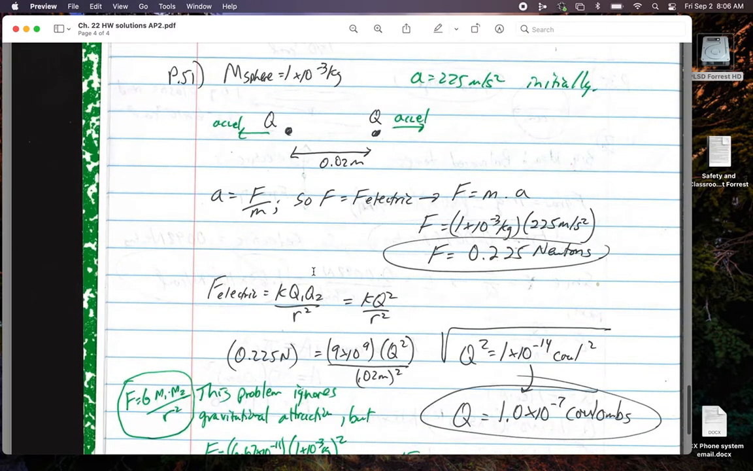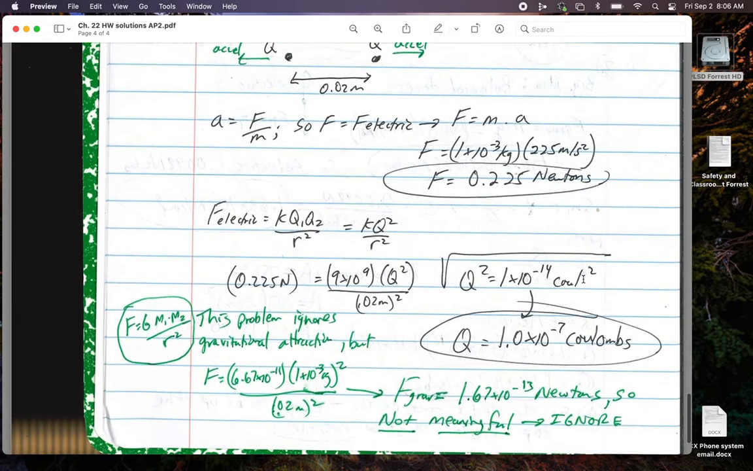Problem 51 is the last one. That's saying two equally charged 1 gram spheres are placed with 2 centimeters between their centers, and when released, the initial acceleration is 225 meters per second squared. What's the magnitude of the charge on each sphere? So overall, I've got this force over mass. I know the mass of the charges, I know the acceleration of the charges. So using Newton's second law, I can find out the net force on those charges.